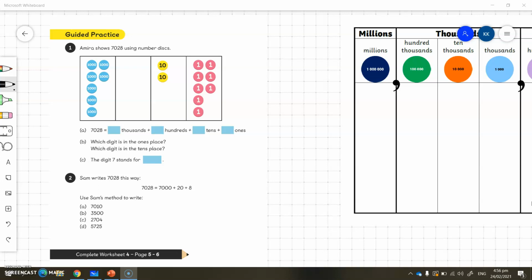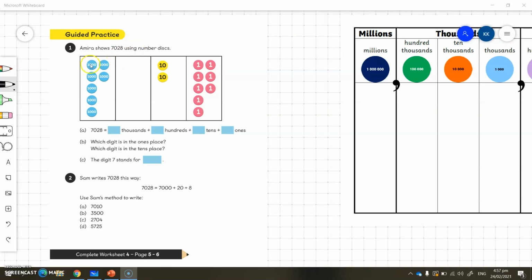Continuing with our guided practice, let's take a look at how we can use some of the concepts and skills that we've learned previously and apply them to our work. So our first question asks us to take a look at this place value chart. We're told that Amira shows 7,028 using number discs.